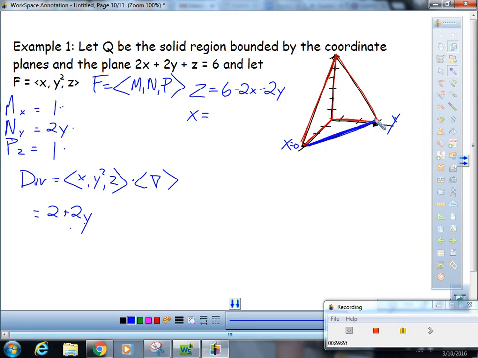Well, if you just let z equal 0, you get that level curve. So this curve right here is 2x plus 2y equals 6, that line. And so if you write that in terms of x, you get x equals 3 minus y. Do you understand that? So x is going to go from 0 to 3 minus y. And then what's y going to do? Y is just going to go from 0 to 3. So now I think we're ready to set up our triple integral.